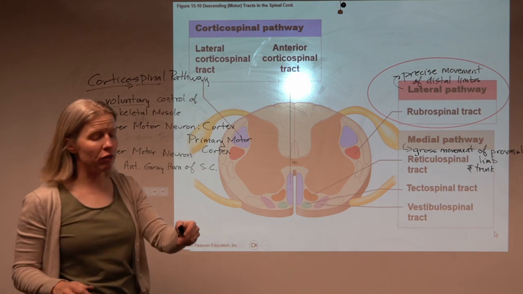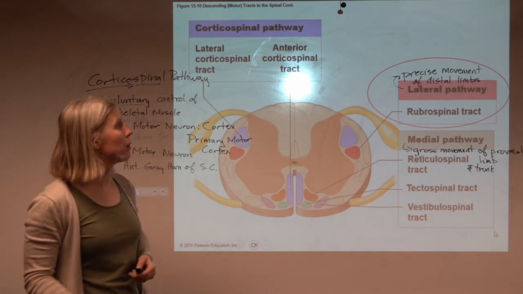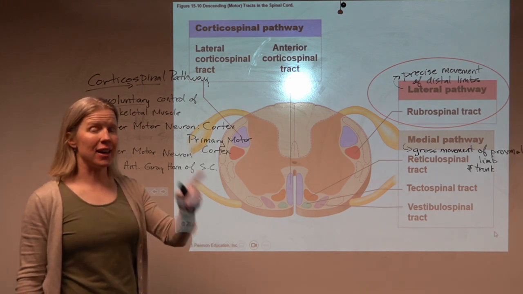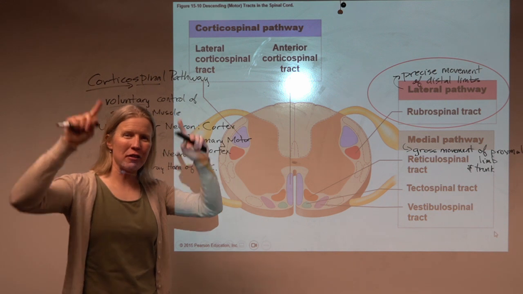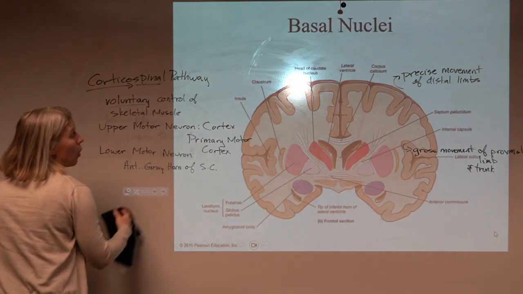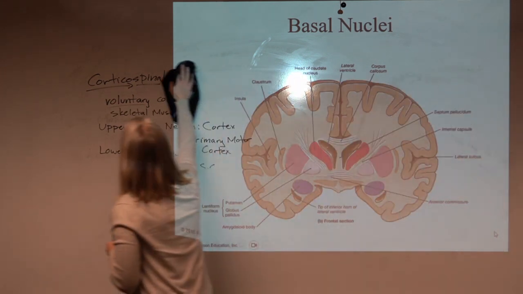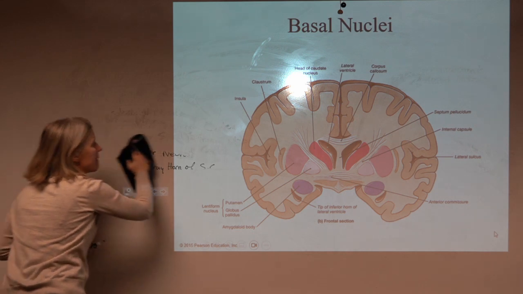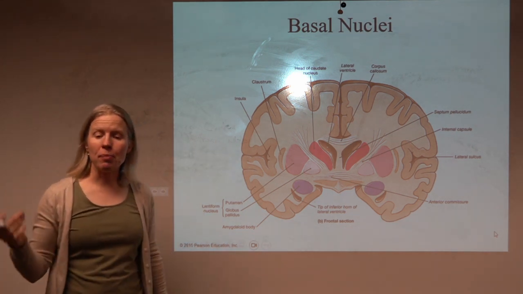So those are our three somatic motor pathways. Again, the pathway is this idea of how does the action potential get from the source out to, in this case, the motor unit. Okay, a couple final somatic motor concepts, or regions. The basal nuclei.